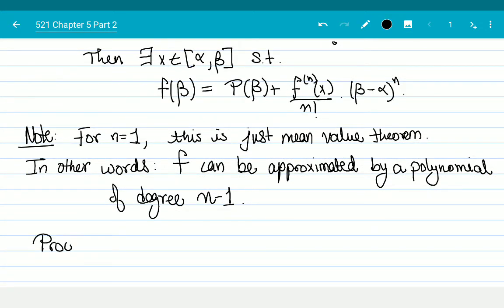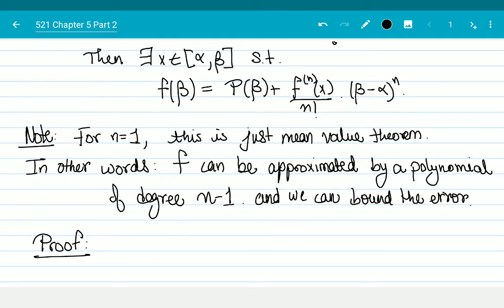Proof. In fact, we can do better. We can bound the error. We are bounding the error using the bounds on the nth derivative at x. So if we know the bounds on the nth derivative, we can bound the error in the maximum fashion. The proof isn't too hard.